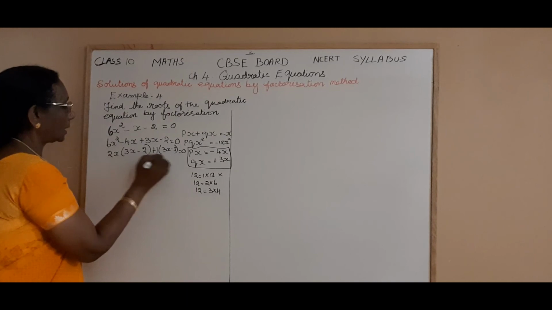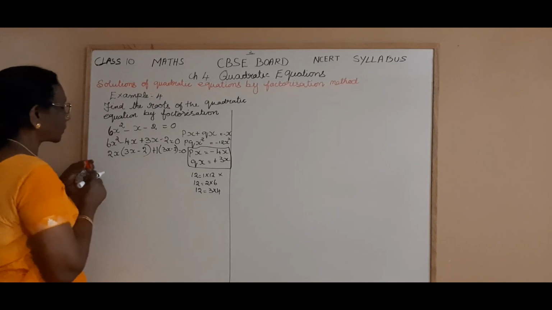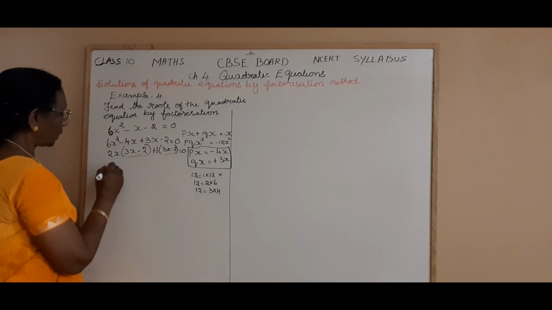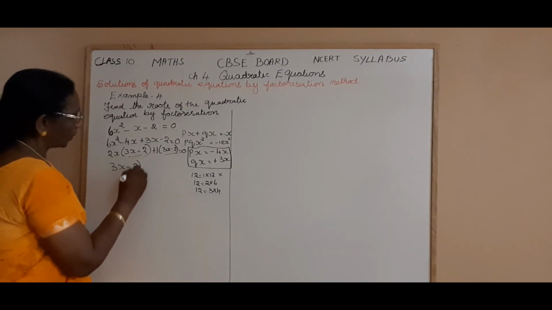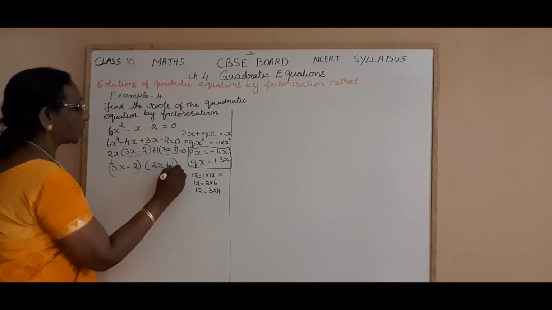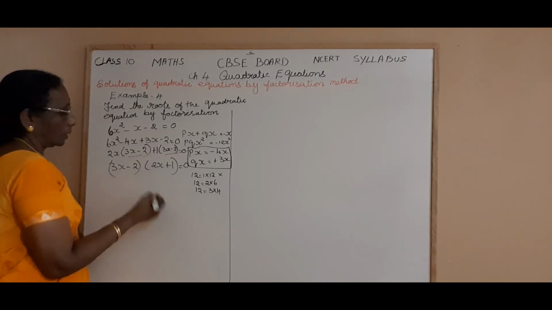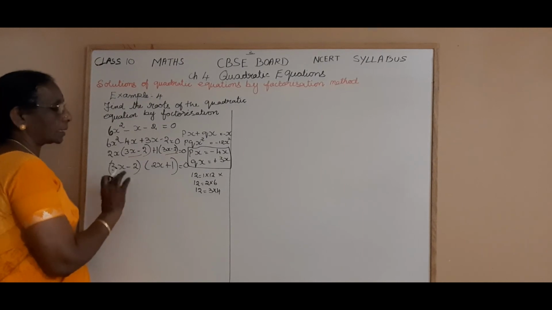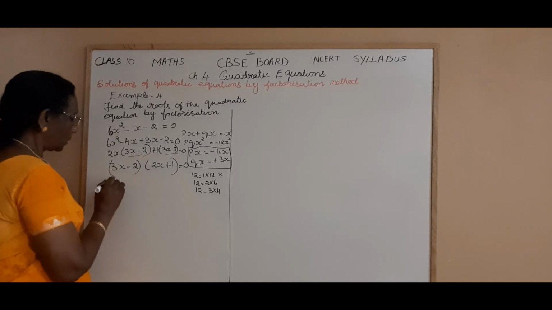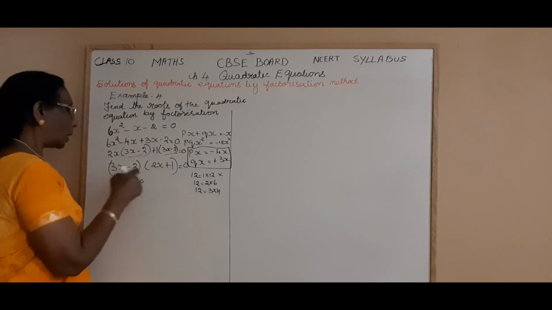Okay, now see here this 3x minus 2, 3x minus 2 both are same. So you take this as common factor. So what? 3x minus 2 into 2x plus 1 equals 0. So when you are multiplying, any one should be equal to 0. Here you are multiplying the linear factors. What? 3x minus 2 and 2x plus 1. So either 3x minus 2 should be 0 or this should be 0.